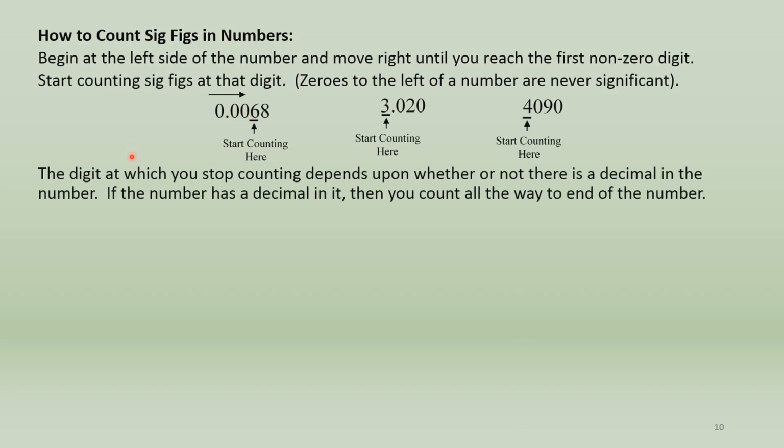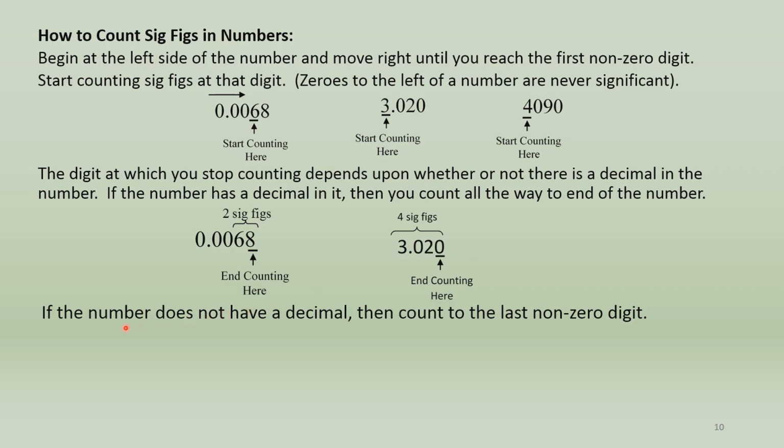Now, where do you stop? Well, the digit at which you stop counting depends upon whether or not there's a decimal in the number. Now, if there is a decimal in the number, you count all the way to the end of the number. For example, in 0.0068, we start at the left, we start counting sig figs on the first non-zero digit. There's a decimal in it, so we just count right to the end. There's 2 sig figs in 0.0068. In the number 3.020, we start counting sig figs at the 3. There's a decimal in the number, so you count right to the end, 4 sig figs.